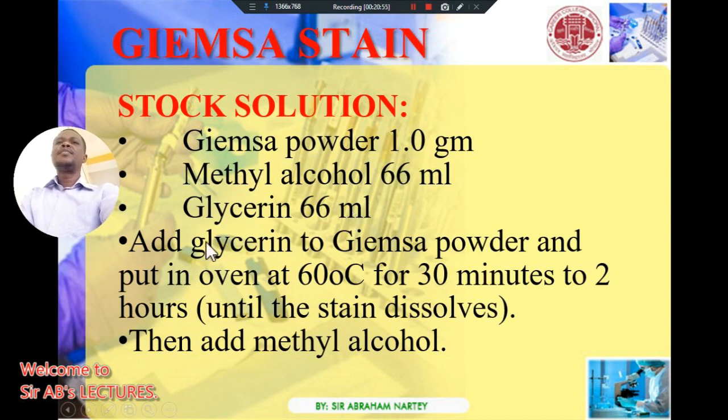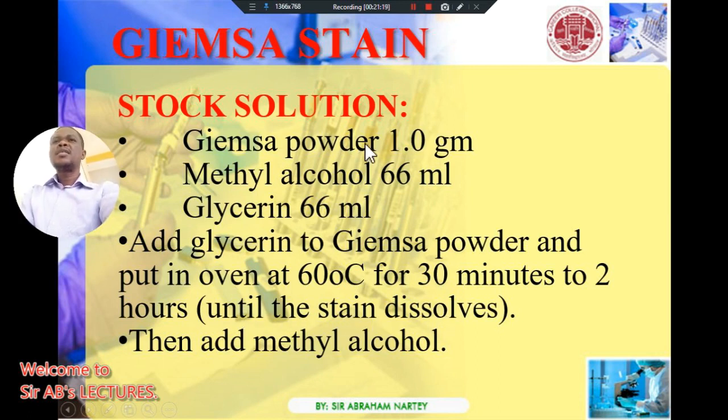And you put all these substances in what? In one beaker. Then when you add the glycerin to the Giemsa powder and put them in an oven, you set your oven to what? 60 degrees Celsius. This is the small zero you see there. It's supposed to be up to 60 degrees Celsius. Then you allow it for what? 30 minutes to 2 hours until you see that the stain has completely dissolved.